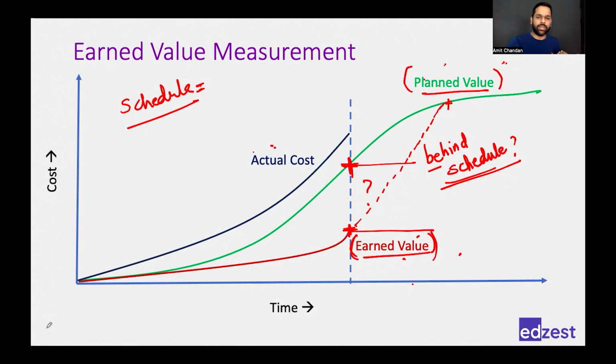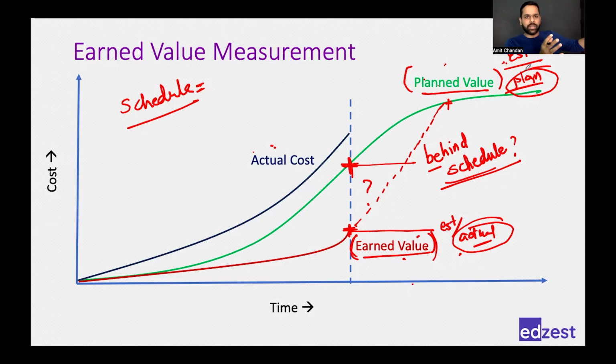Ultimately, when you start comparing, you will come to know. What is my planned value? It is my estimate of planned work. Estimated value of planned work. What is my earned value? Estimated value of actual work. So if I say that earned value is less than the planned value, what am I saying? I'm saying that my actual work is less than my planned work. I had planned to do a certain number of activities, but I have not done that much. I have done less, and that is why my earned value is less. That is why I am behind schedule.